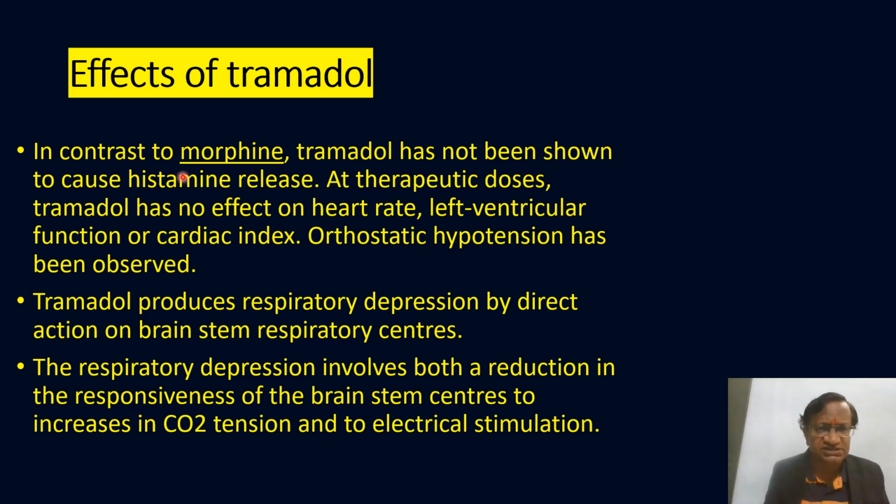So it does not cause much histamine release. It does not affect heart rate, LV function, or cardiac index much. It may cause some respiratory depression and decreased responsiveness to CO2, but this is all minimal. So there is no effect on heart rate unlike morphine. There is no effect on histamine release unlike morphine. Orthostatic hypotension is observed, but respiratory depression is not as much. So these are all the clinically significant differences of tramadol over morphine.